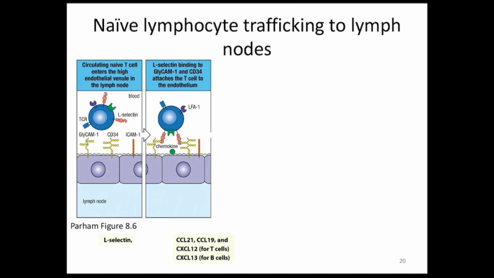Remember our activated T cell? Remember how I told you that one of the key things about the activated T cell is it loses L-selectin, so it stops going to a lymph node. The activated T cell also loses CCR7. So again, we're basically telling that cell, you're grown up now, don't go to lymph nodes, go somewhere else. Go to a different tissue.